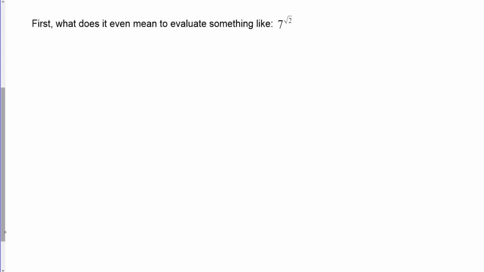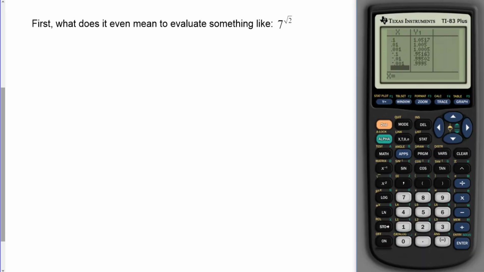You can put that in your calculator, and it will give you an answer by, say, 7 raised to the square root of 2 power. Look at that. It gives me an answer. The square root of 2 is about 1.4142, and so what does that mean? Like, how do I know that 7 to the 1.4142 is 15.672? Where is this number even coming from? Let's take a look at where this number is coming from.